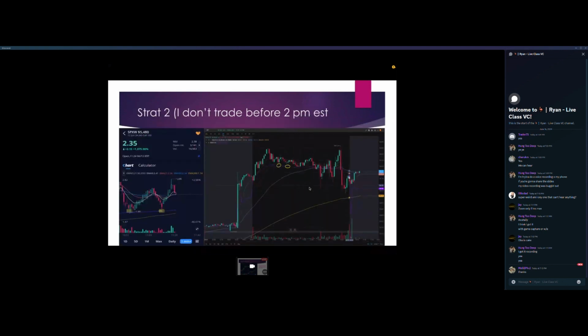So we actually had a play. Notice the VWAP touches. Strat 2. I don't trade before 2 p.m. Eastern on FOMC. I don't recommend anyone does it, but if you do, we're not judging you. We had the Strat 2 and Strat 0.